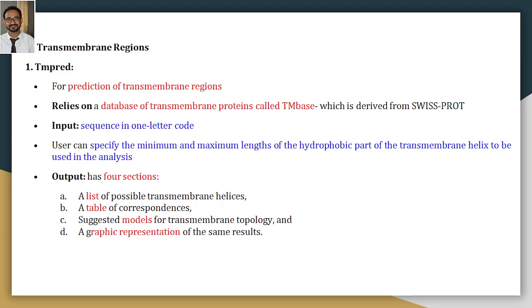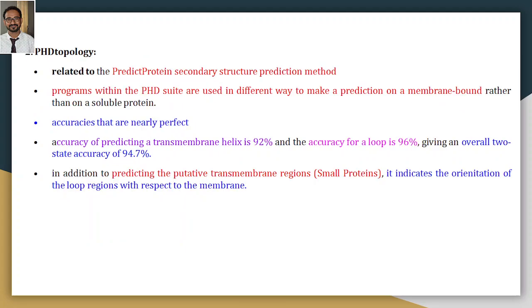A list of possible transmembrane helices will be there. Then a table of correspondences will be there. Suggested models of transmembrane topology will be there. A graphic representation of the same results will be there.